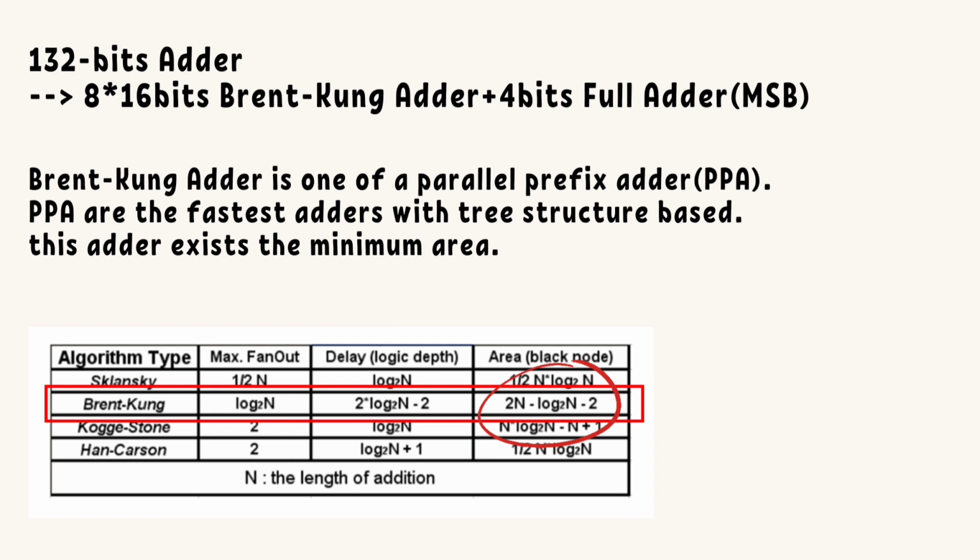For the 132-bit adder, we connect 8 16-bit Brent-Kung adders and a 4-bit full adder. Because our design target is to minimize the area, and the Brent-Kung adder is one of the parallel prefix adders, it has high speed and minimum area.